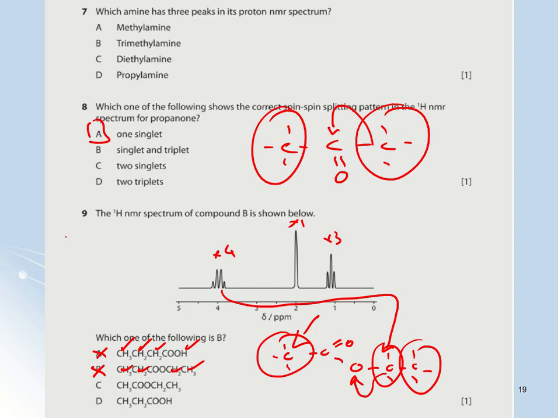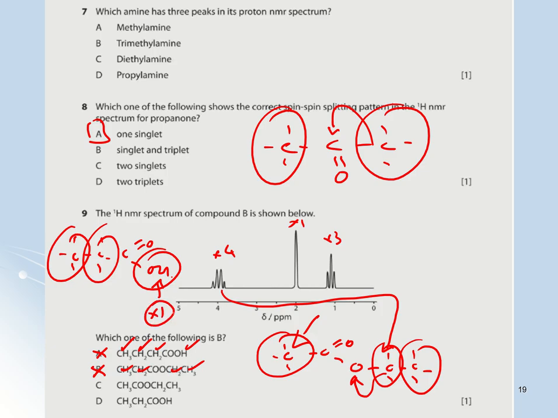Let's just check out D. D has got 1, 2, 3 signals, so that's fine, that correlates. It's going to have a singlet here, but we know that singlets for carboxylic acids are way downfield at about 10 to 12. The singlet in this one is upfield at about 2, so that correlates to the answer being C and rules out D.